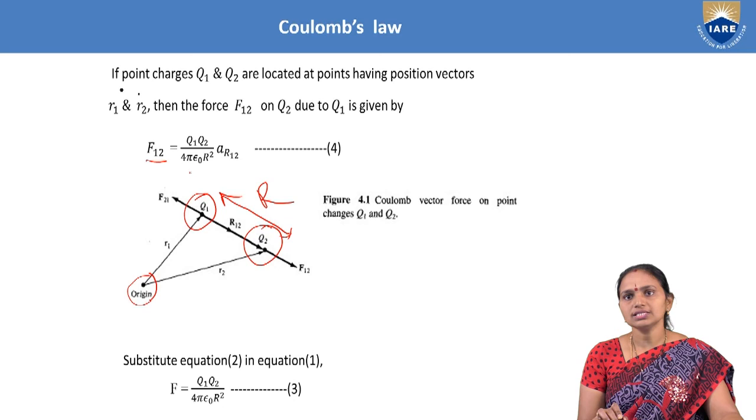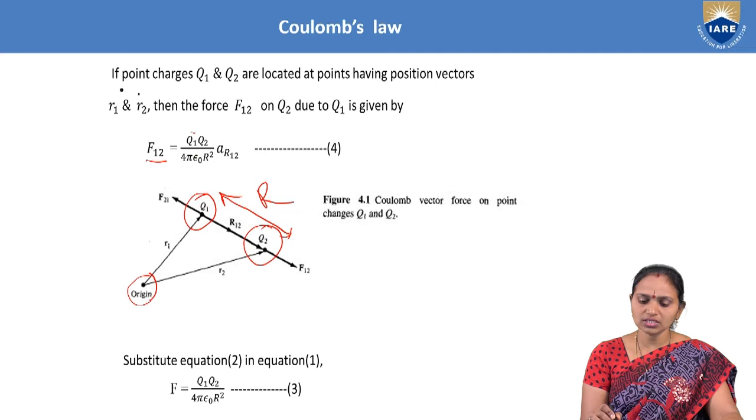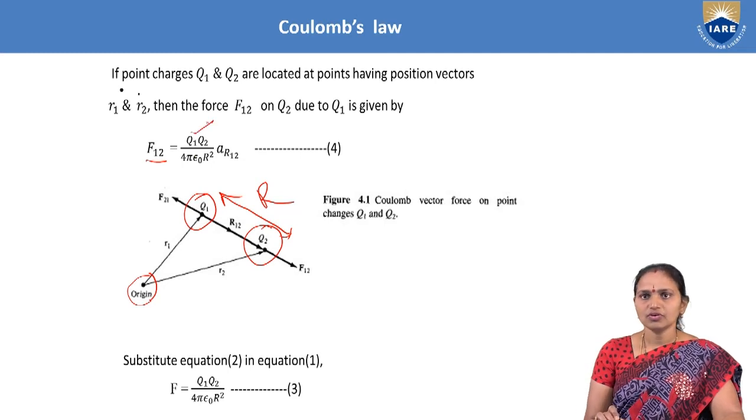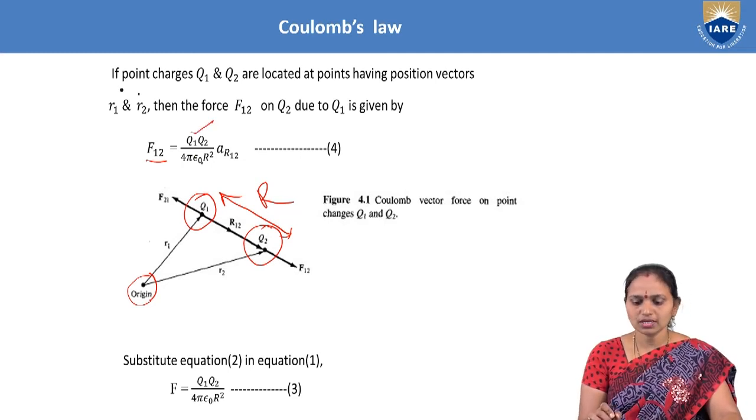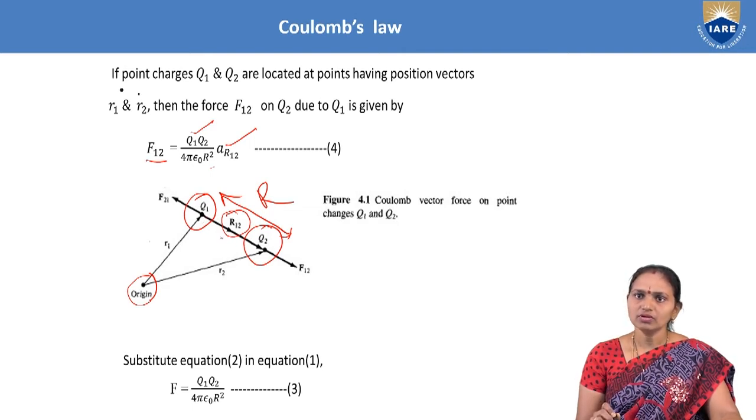In case of Coulomb's law, the force equation is F12 equal to Q1 Q2 by 4 pi epsilon naught R square into unit vector. Both the charges are Q1 and Q2, their product is Q1 into Q2, R square is the square of the distance, and the unit vector is AR12. AR12 is the unit vector along the R12 direction. R12 represents the position vector as we are moving from 1 to 2.